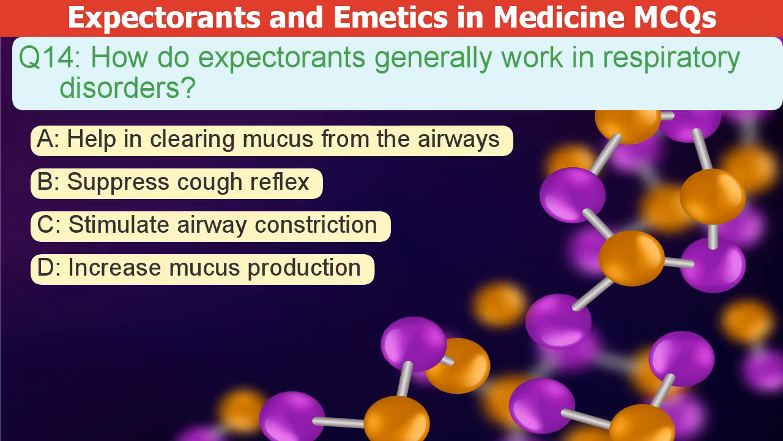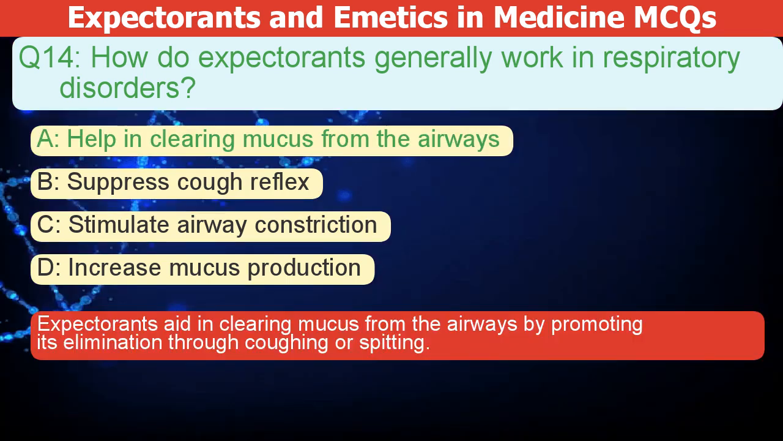How do expectorants generally work in respiratory disorders? A. Help in clearing mucus from the airways. B. Suppress cough reflex. C. Stimulate airway constriction. D. Increase mucus production. The correct answer is A. Expectorants help clear mucus from your airways by making it easier to cough up or spit out.